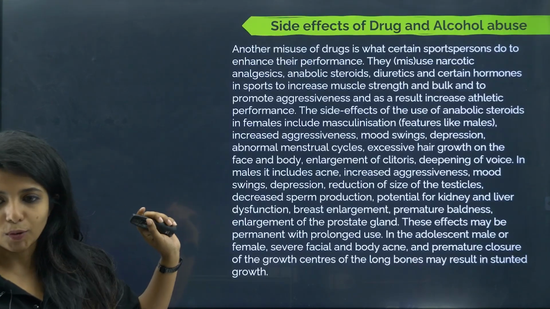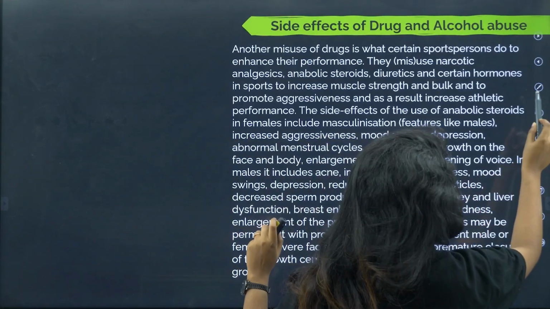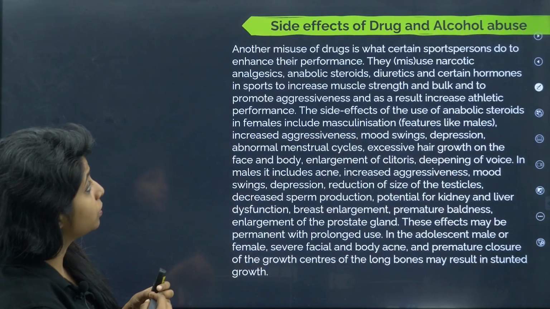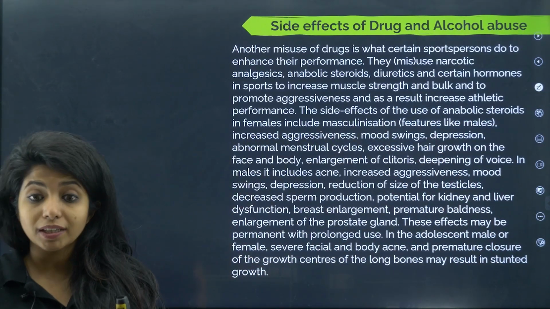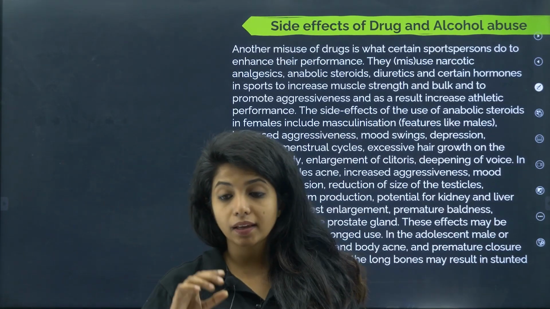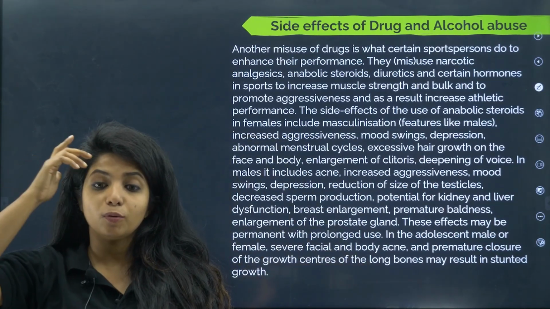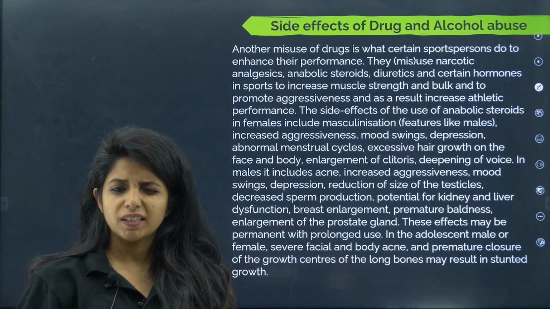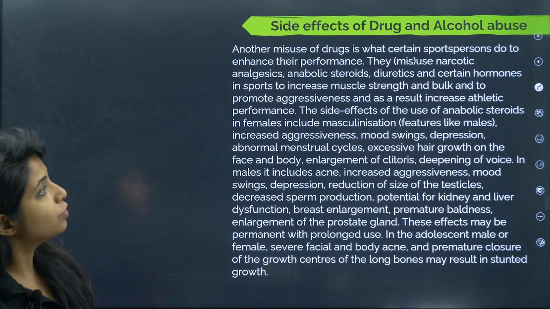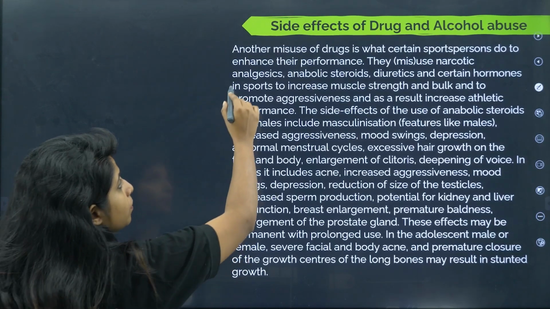After that we are completing the whole thing. Okay, so we don't need to worry about it. Another misuse of drugs is what certain sport persons do to enhance their performance. So you have seen people get barred from the Olympics and things like that because in their blood there is a sample of drugs. Okay, why do they take it? For increasing the activity. They misuse narcotic analgesics, for example morphine.